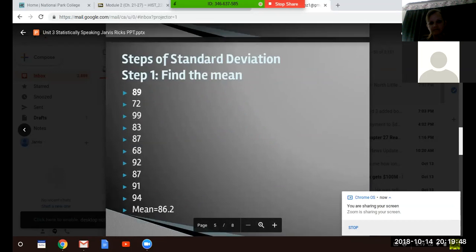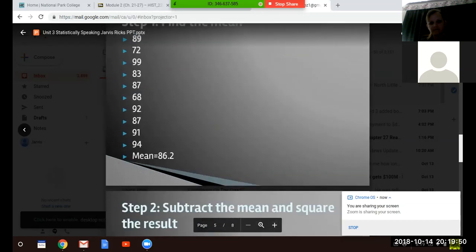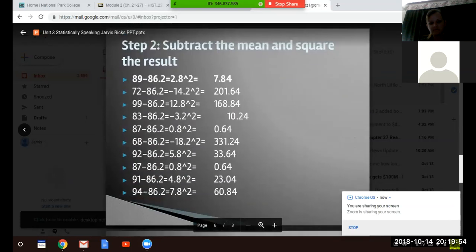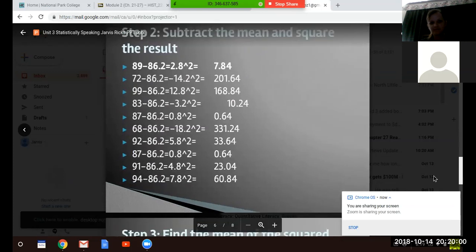Okay, I use Class A test scores for this. Okay, then the second step is subtract. After you get the mean of the data set, you want to subtract the mean from each value and square each result. You can see where I did that, where the test score is right here, and I subtracted the mean from it.